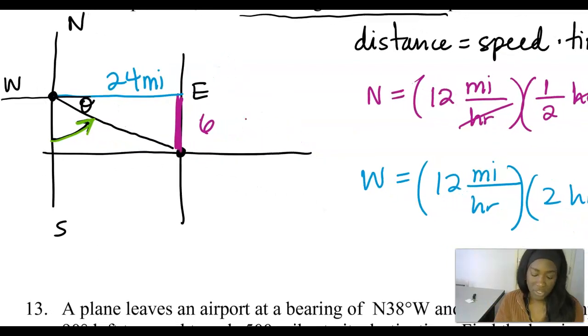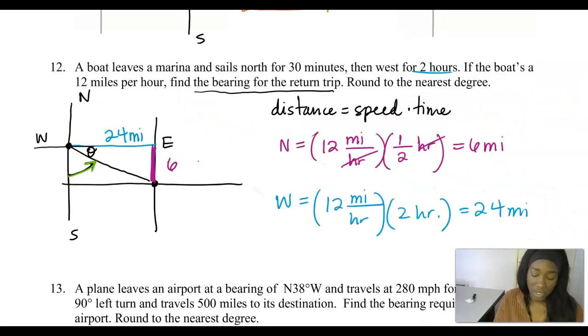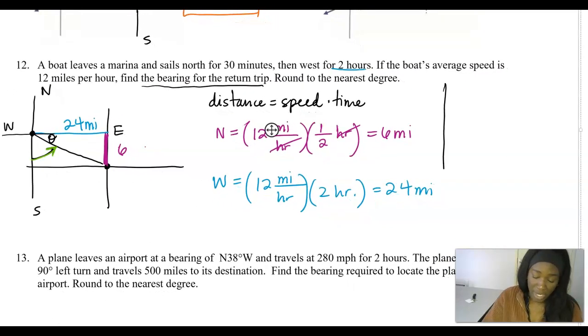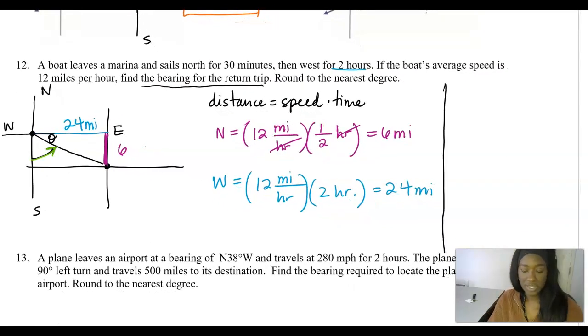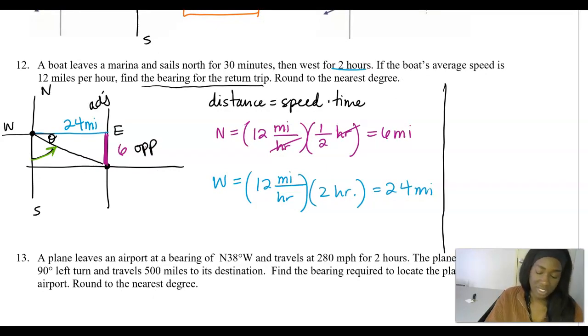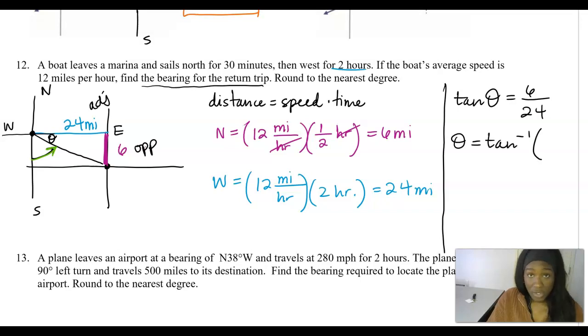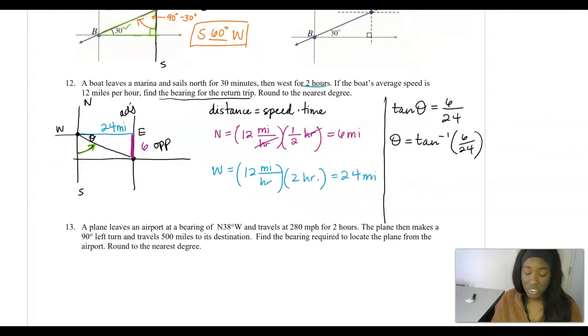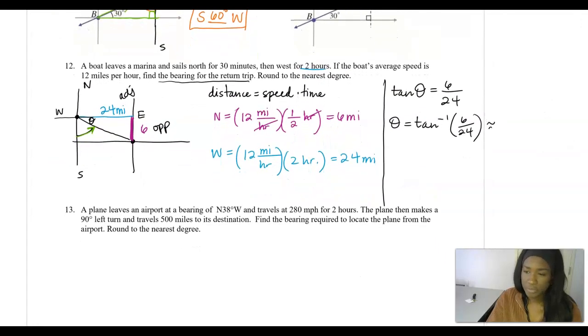So what I'm going to do is use right triangle trig to figure out what that angle theta is. So relative to that theta, we have the opposite side of 6 and the adjacent side of 24. So SOHCAHTOA tells us that tan theta is opposite over adjacent, 6 over 24. We would use tangent inverse to cancel out the tangent to get that theta is tan inverse of 6 over 24, which is approximately 14 degrees.